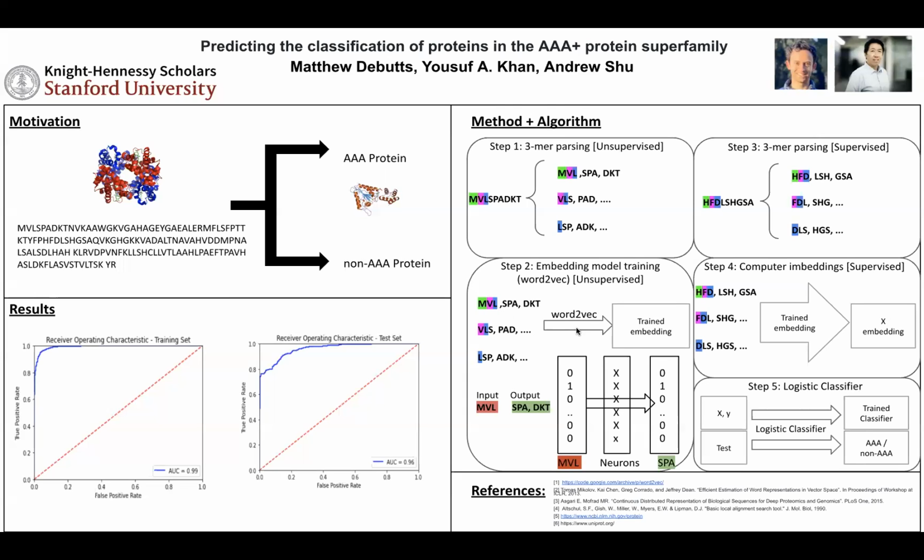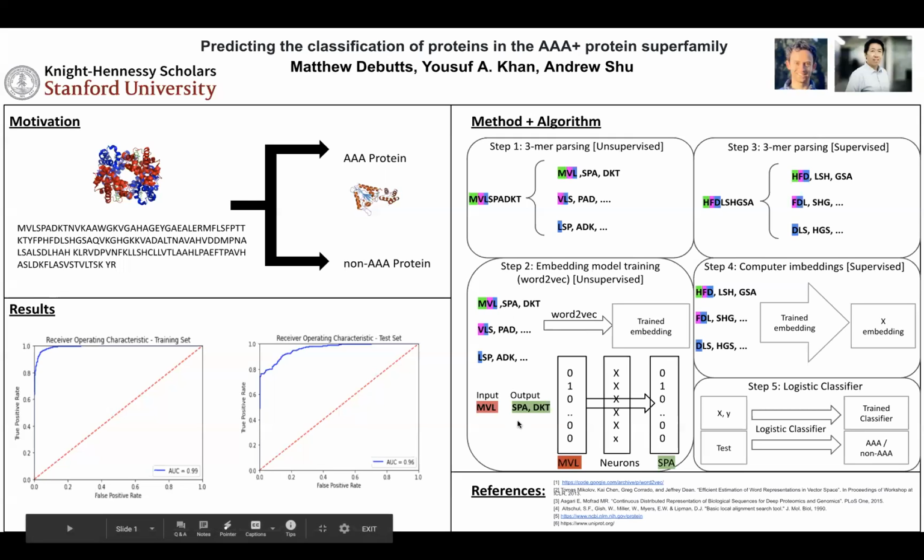Following that, we first pass those three-mers into the unsupervised word-to-vec training model to essentially get the trained embedding, which will be necessary to translate our AAA positive and AAA negative protein sequences for the supervised section.